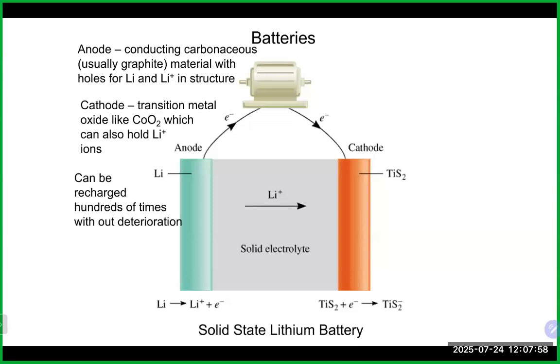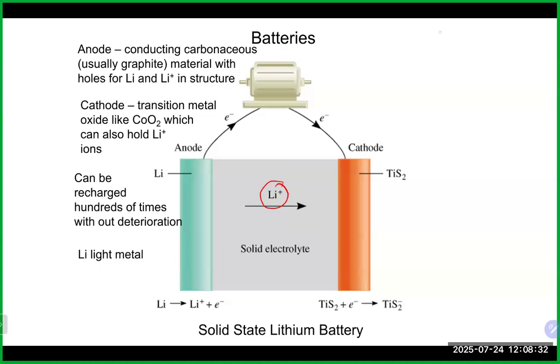A solid state lithium battery is another type of battery, and the anode is a conducting carbon type material like graphite that has holes in it that allows the lithium ions to travel across as they lose their electrons. It also, in the cathode, has a transition metal that could hold these lithium ions. It's a really light metal, which is why a lot of times they use it for batteries, like your tools. You get lithium batteries in cell phones and stuff like that.